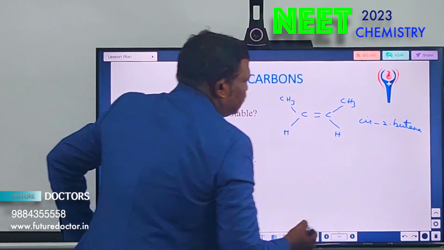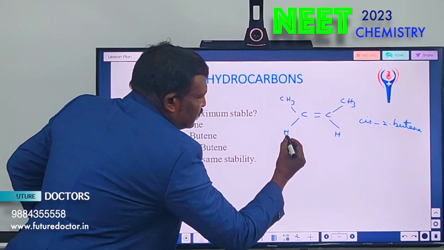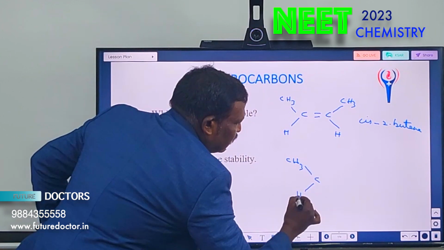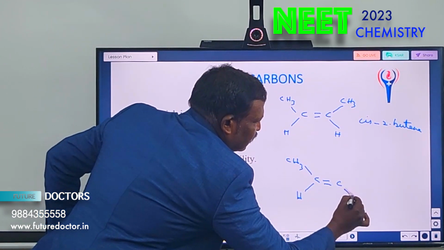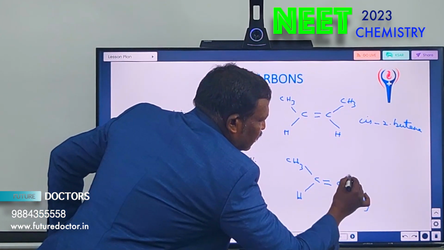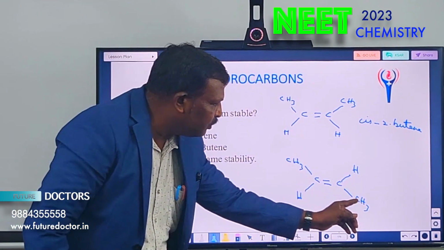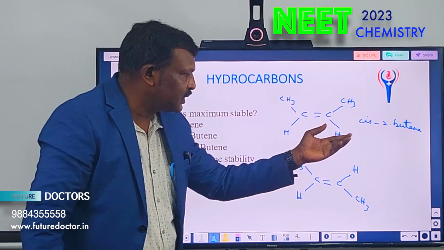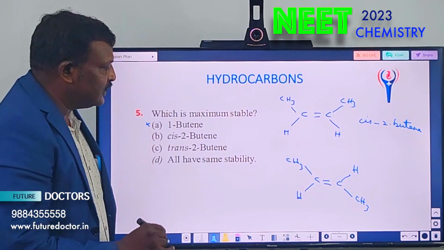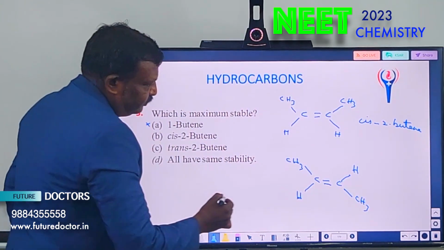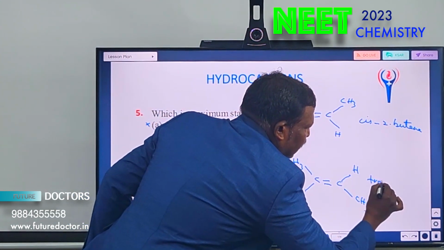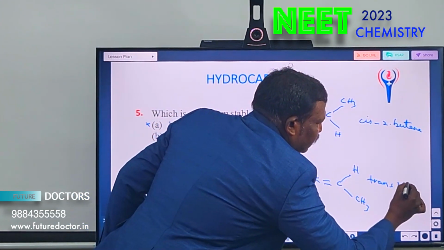Right. What is trans-2-butene? So just this one you keep as it is. Double bond, CH3, H. Understood? Okay. Here similar groups are on opposite sides. Similar groups in the same side is called cis-2-butene. Similar groups in the opposite side is called trans-2-butene. Okay. This is called what? Trans-2-butene. Understood? Okay.